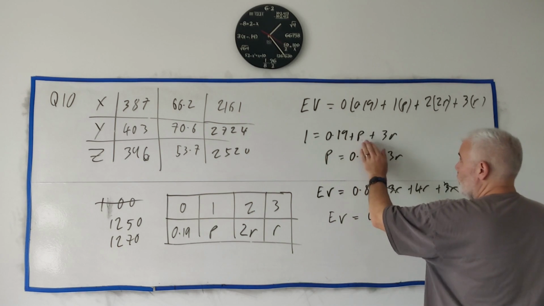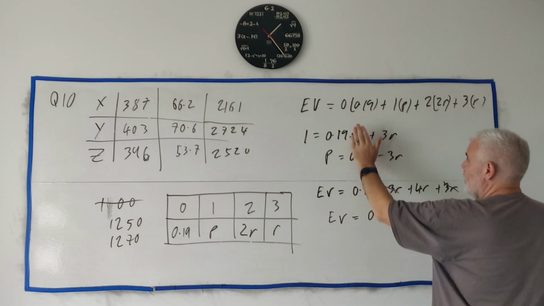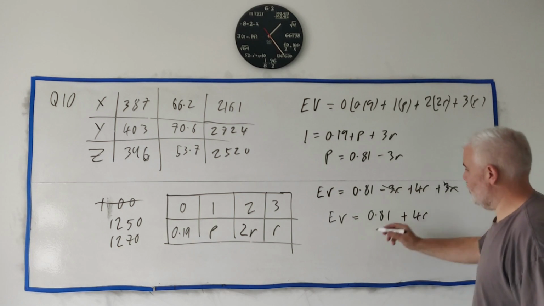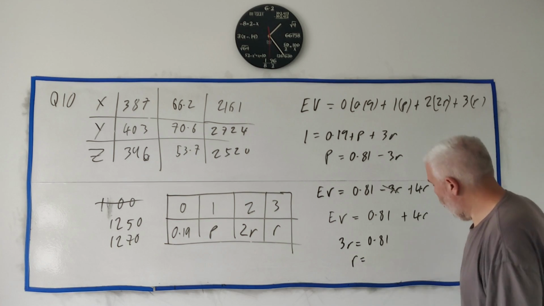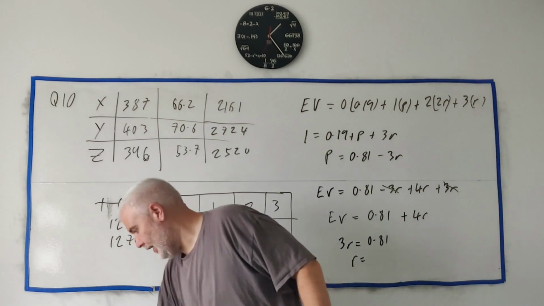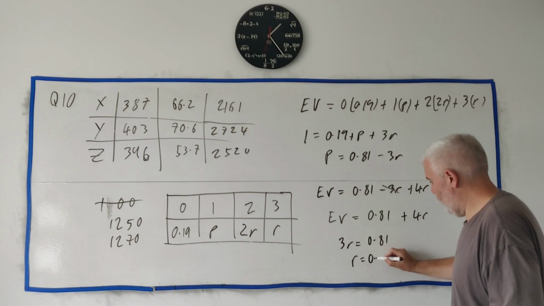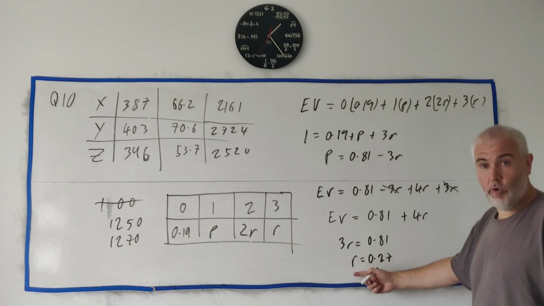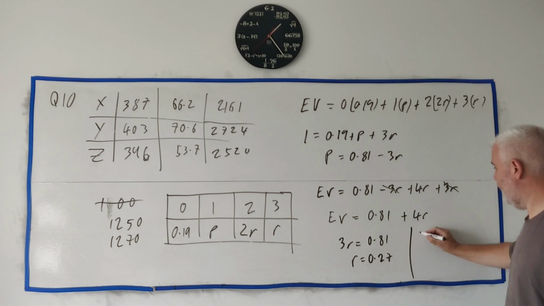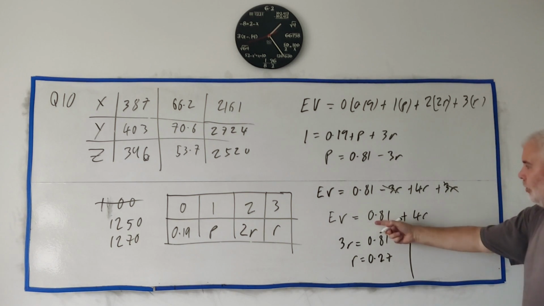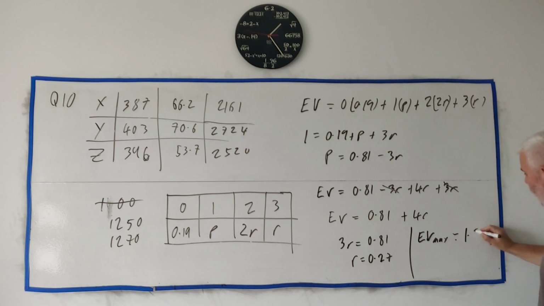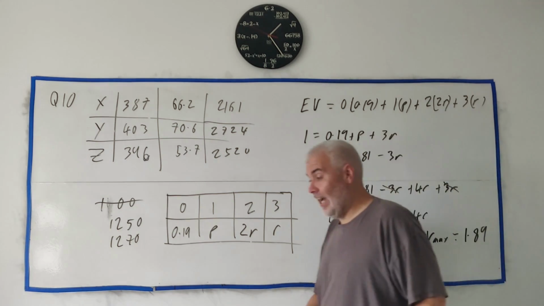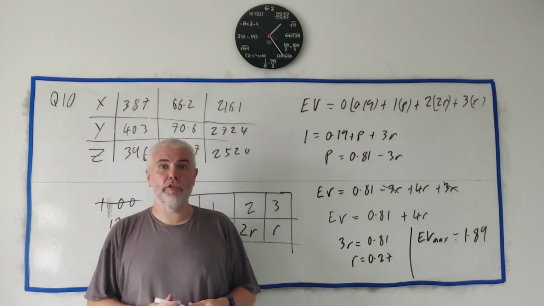So we could just put 0 up. I guess it'd be easier to put it here. No, let's put it here. We rearrange this. We get 3R equals 0.81. R is equal to, what's that divided by 3, 0.27. That's what R is. So the expected value then, EV, the max, let's write max in here, would be 0.81 plus 4 times this, which comes out 1.89. That's the largest the expected value could be.